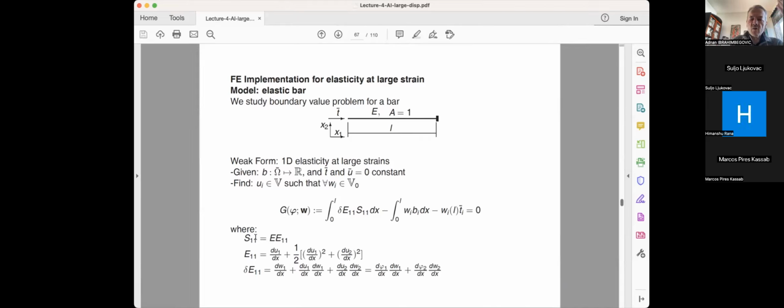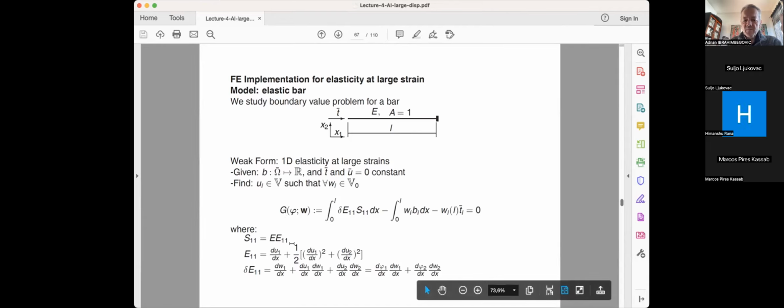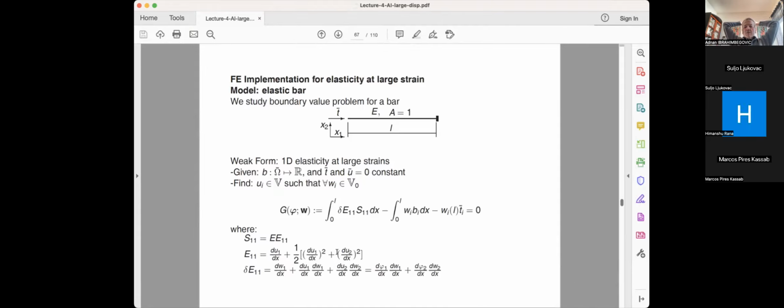The only one stress component, S11, is equal to E, which is Young's modulus, times the only one strain component, which is E11. So this strain component in 1D setting can be expressed as du1/dx plus 1/2 times (du1/dx)^2 plus (du2/dx)^2. This is the quadratic update of the Green-Lagrange strain that we had there.